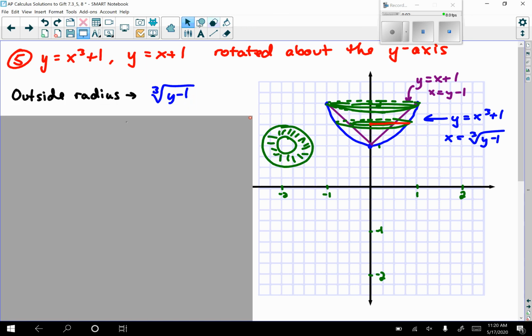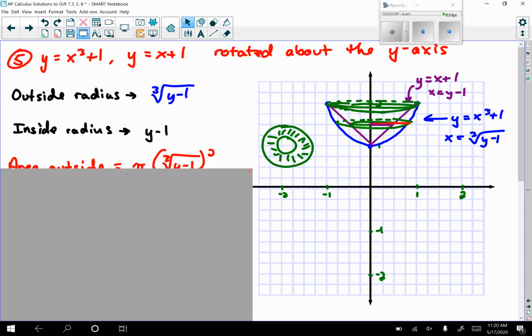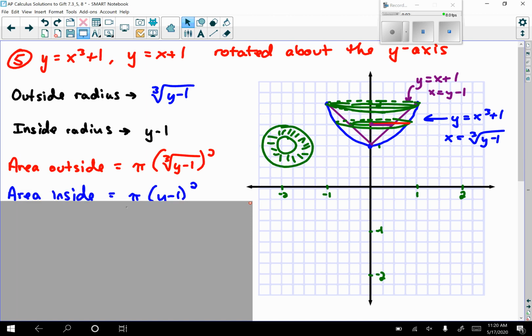Then the length of the inner radius, or inside radius, is just going from the axis of rotation over to the left, to the leftmost curve that we're looking at. So that's x equals y minus 1. The inside radius is just y minus 1. Now let's look at how we express the area of the outside circle. Well, that's just pi r squared, so it's pi times this radius up here squared. And then the area of the inside is pi times the radius of the inner circle squared, so pi times the quantity y minus 1 squared.